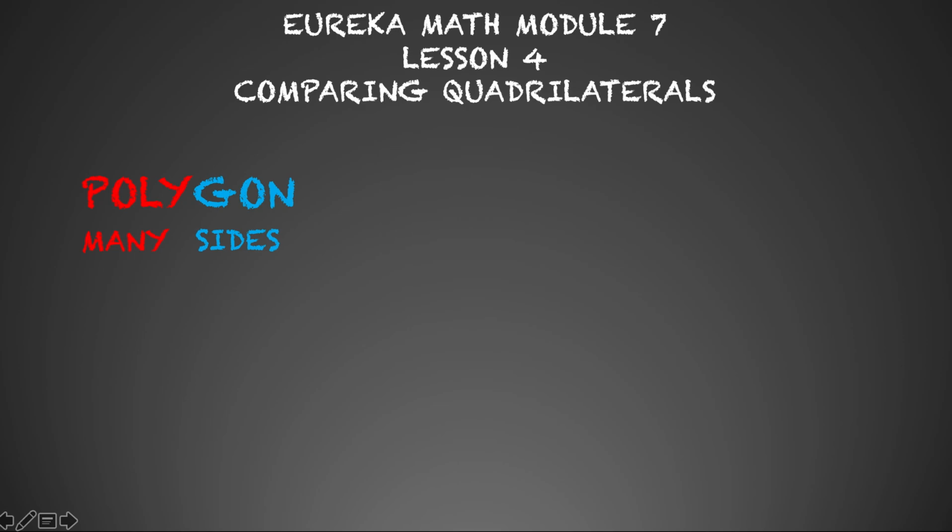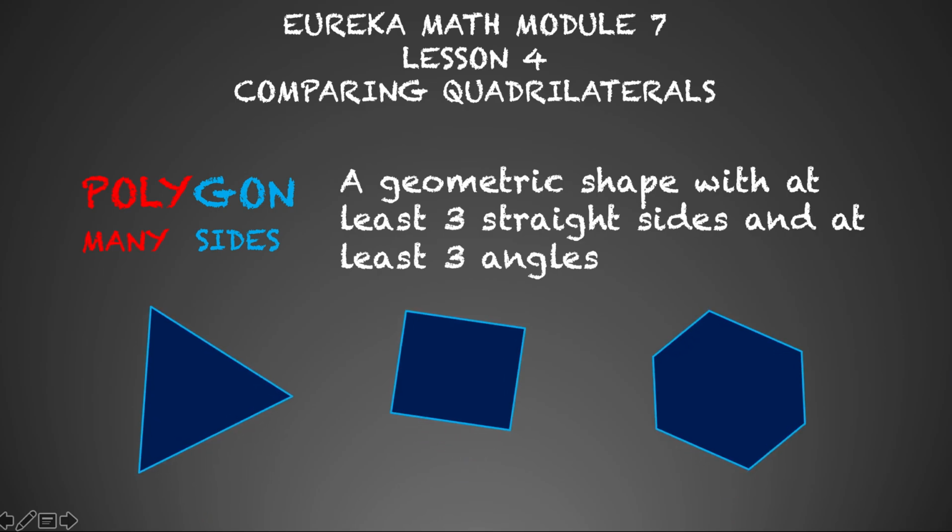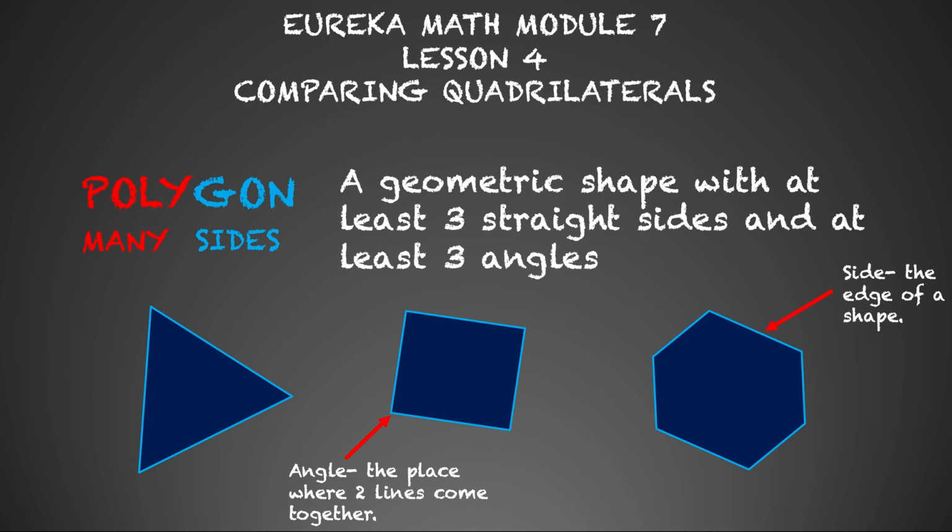So our definition for a polygon is a geometric shape with at least three straight sides and at least three angles. Here's some examples. A triangle. A triangle has three sides. It also has three angles. A square has four sides and four angles. Here we have a hexagon. It has 1, 2, 3, 4, 5, 6 sides, and then it also has 6 angles. So these are polygons. An angle is a place where two lines come together. A side is the edge of a shape.